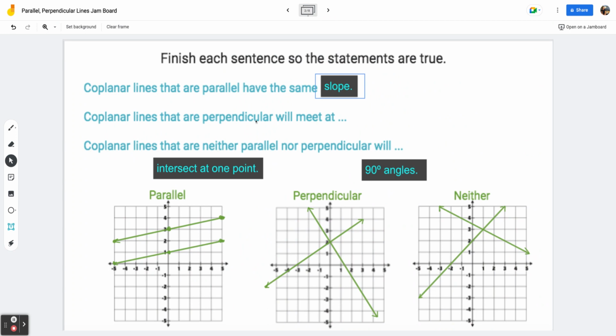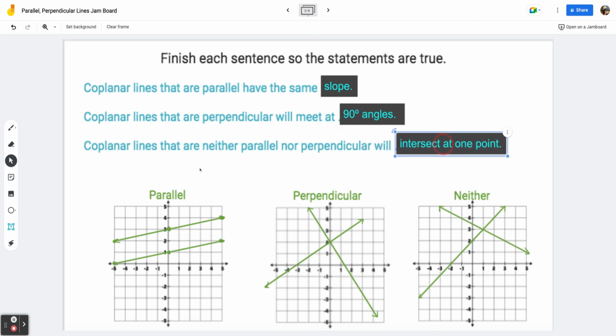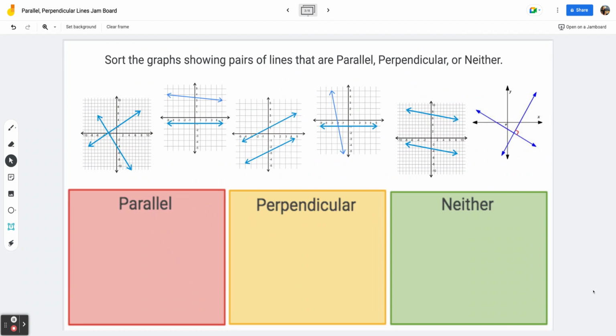Coplanar lines that are perpendicular will meet at 90-degree angles. Coplanar lines that are neither parallel nor perpendicular will eventually intersect at one point. Sometimes you see that point of intersection. Other times on the graph you won't see it, but you will know that they intersect if they're not parallel and they're not perpendicular.